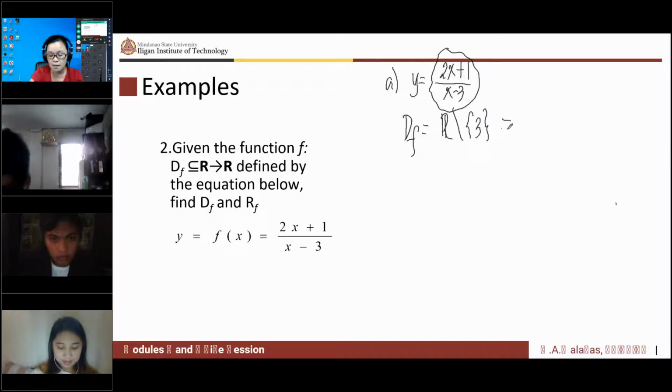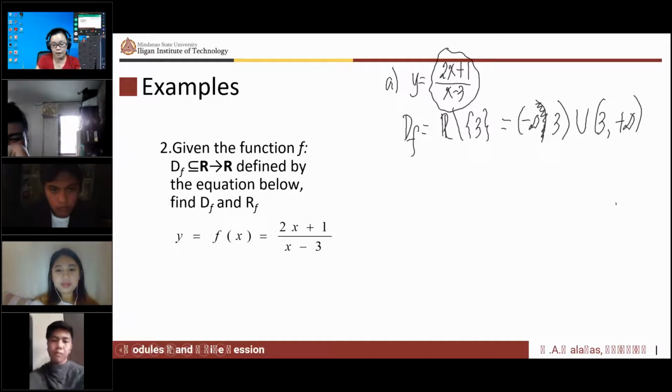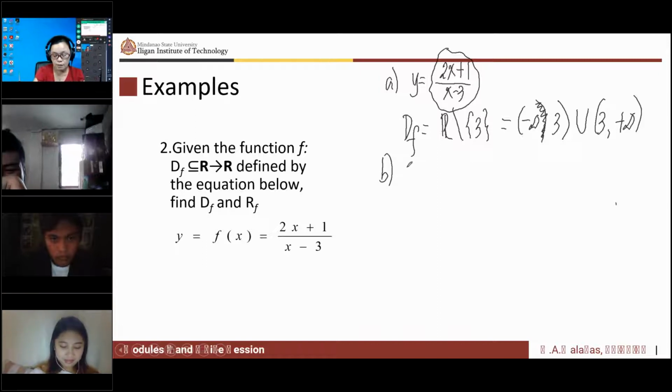Or you can write this in interval notation form as negative infinity to 3, excluding 3, union 3 to positive infinity. So that's how we write that in interval notation form. Now, how to find the range? Again, we solve x in terms of y.